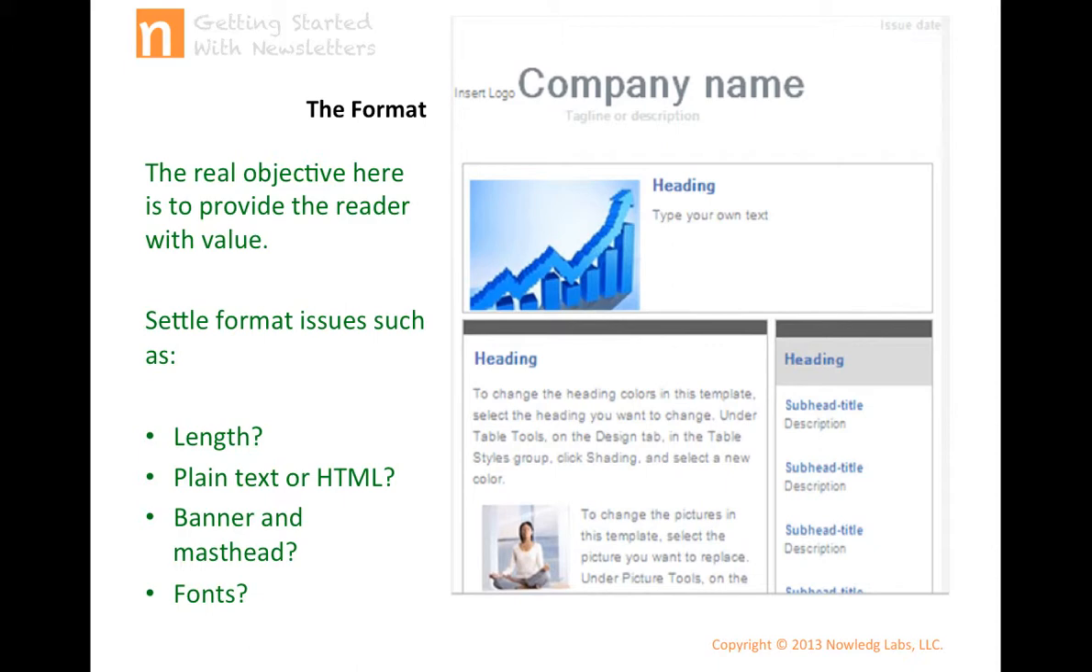Let's talk for a minute about the format of the newsletter. It's important, but let's not obsess over it. The real objective here is to provide the reader with value. So let's settle some format issues. Let's think about length. Is it going to be plain text or HTML? What's going to be included in the banner and the masthead of the newsletter? What type of fonts are we going to use? What about the color scheme? And then what about links back to the website? Or what about advertising? Should we run ads in the newsletter?